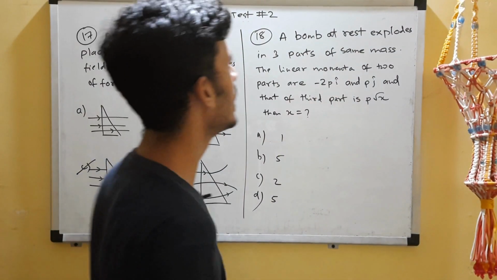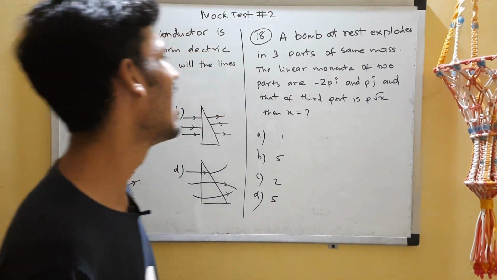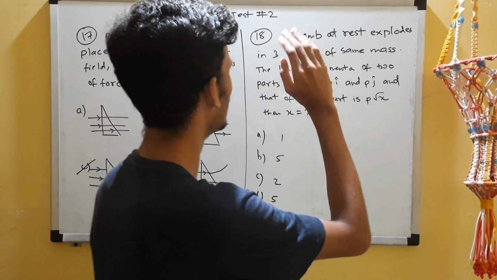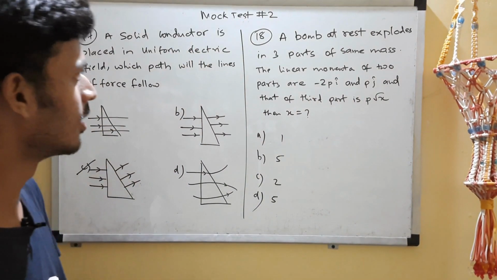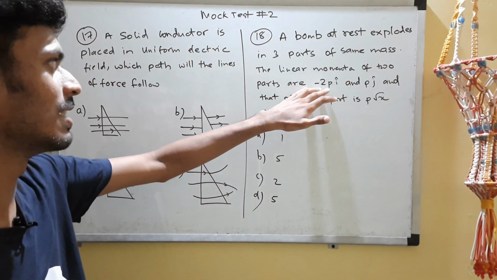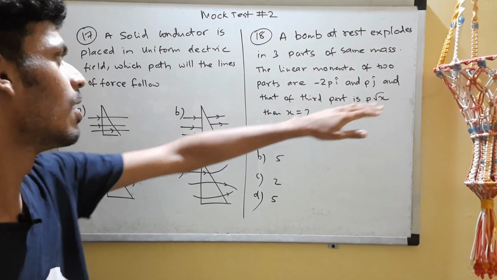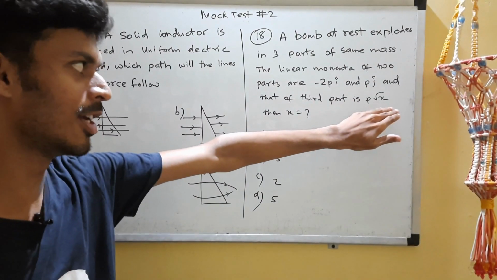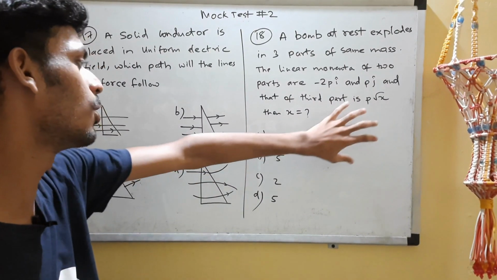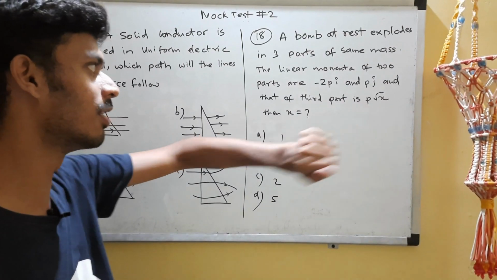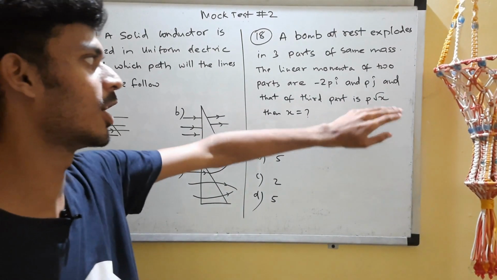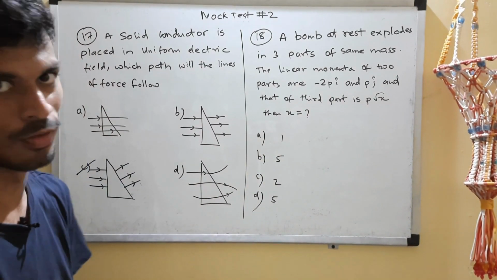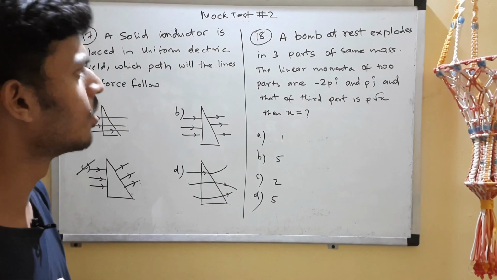A bomb at rest explodes into 3 parts of the same mass. The linear momenta of 2 parts are given: minus 2p i cap and this. And the third part, the linear momentum is this. This is the magnitude of the linear momentum of the third part. You are supposed to find what x is over here. So let's imagine this.